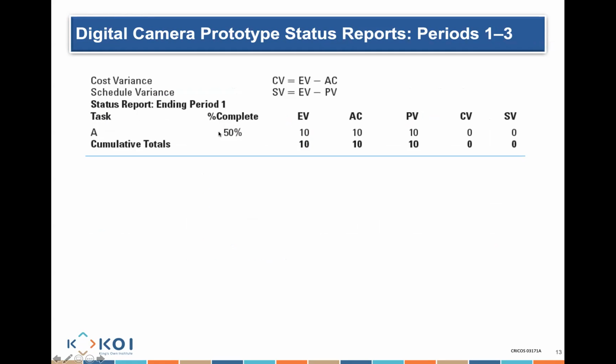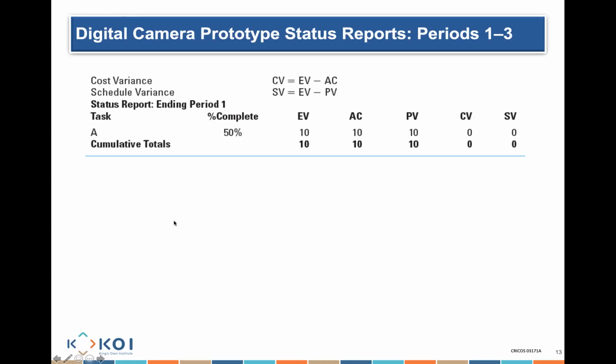So you have 50%, that means you've earned 10. The cost is 10. Your planned value is 10. So when you want to calculate my cost variance and my schedule variance: my cost variance equals 10 minus 10, earned value minus actual cost, which is 0. And my schedule variance is earned value minus planned value, which is again also equal to 0.